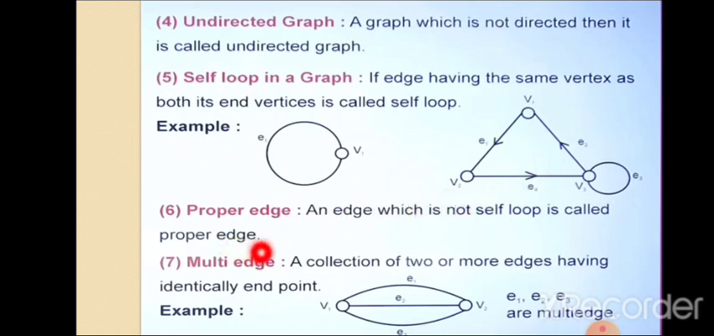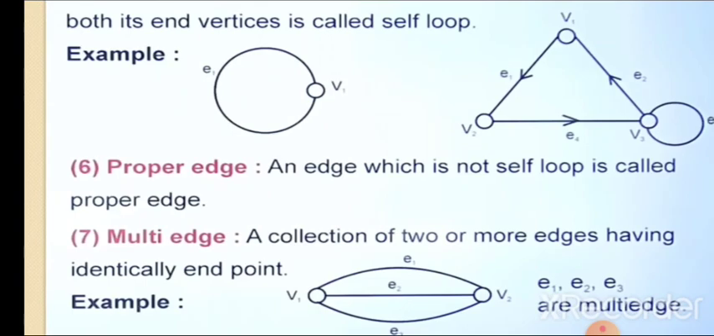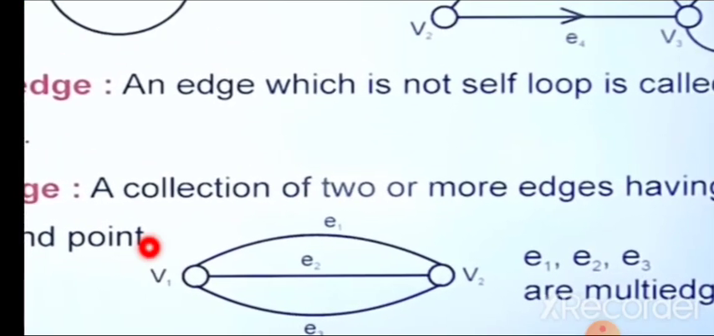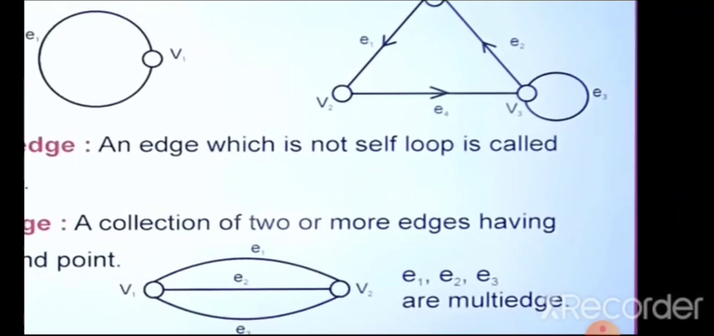Next one is multi-edge. A collection of two or more edges having identical end points is called multi-edge. Like here, V1 is a vertex and V2 is a vertex and E1 is an edge connecting V1 and V2. Similarly, E2 is also an edge connecting V1 and V2. So there is more than one edge connecting V1 and V2, so it is called multi-edge.